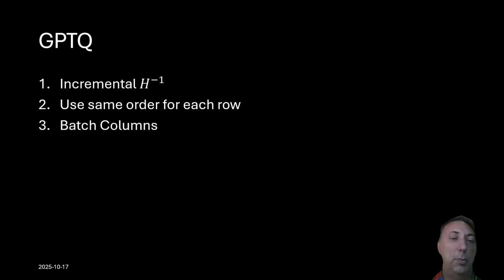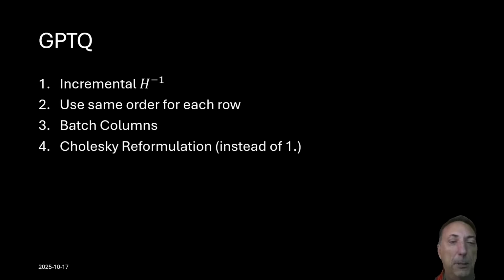And then some of these models can have thousands of columns, so to keep things sane, they'll usually batch those down to 256 columns at a time and distribute the error only within that set of 256 within that batch. There's another way to make the H inverse even faster, and that's the Cholesky reformulation, which I'm not going to get into. And then finally, this little trick of adding lambda times the identity matrix, small value for lambda, just to make H more stable for calculating the inverse.